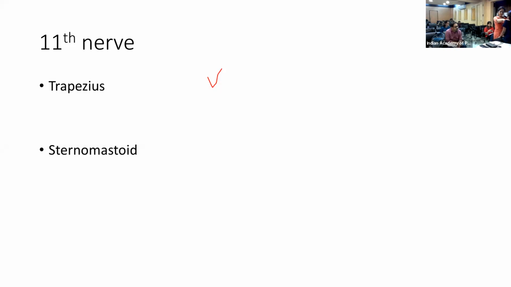Right? What are you checking? Which muscle? Yeah, right. And how will you check the sternocleidomastoid? But yes, that is, you can see that muscle, but how will you check it? You will ask the child, correct, to look on that side against resistance.